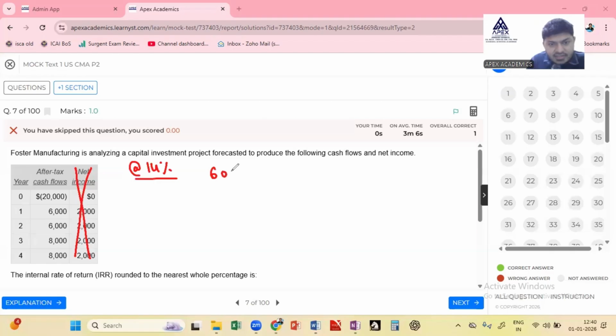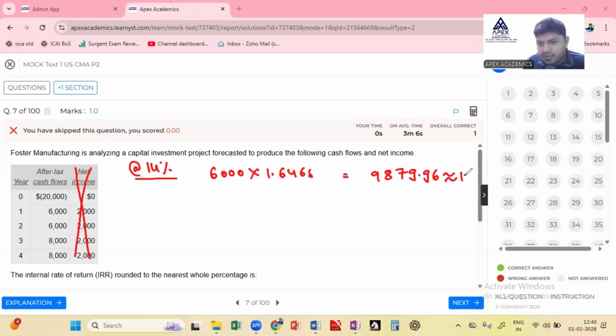So 6,000 multiplied by 1.6466, and on my calculator it's a larger number, so I will take 1.6466, multiply this by 6,000. My answer over here comes 9879.96.